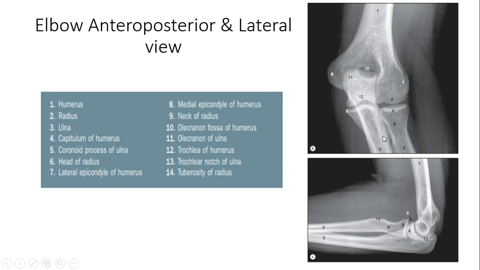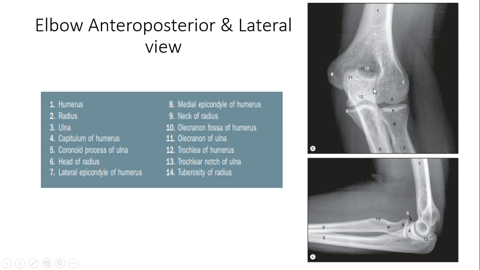On lateral view, you can see these condyles overlapping each other, and you can't make them out clearly, right? But you can see the articulating surfaces. This surface is articulating with the ulna. This is the trochlea, and this part, laterally seen, projects anteriorly, and this articulates with the head of radius, right? This is the head of radius, and this is the capitulum.